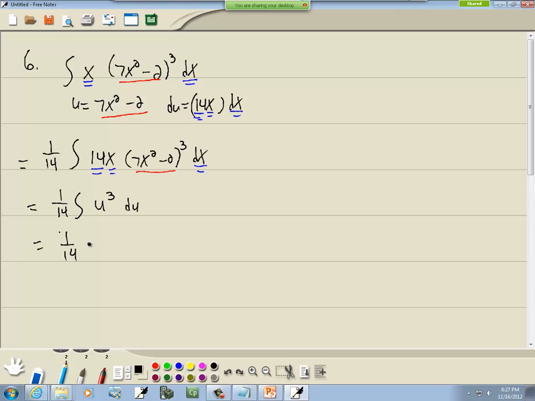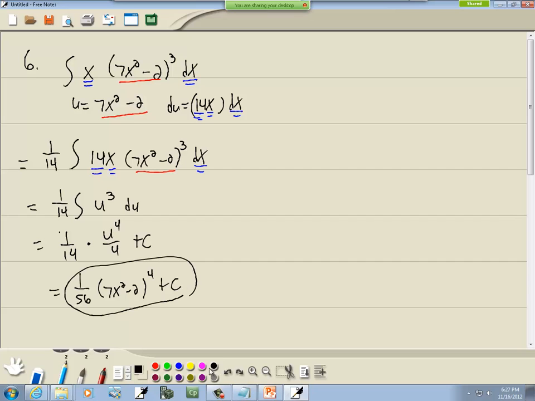Okay, add 1 to our power, divide by our new power. And then plus c. So that's going to give us 1 over 56 u, which u was 7x squared minus 2. So we got 7x squared minus 2 to the fourth power plus c. And that's our answer.